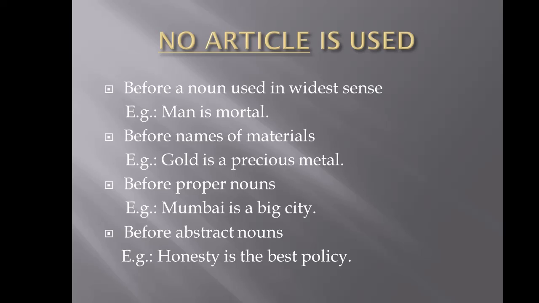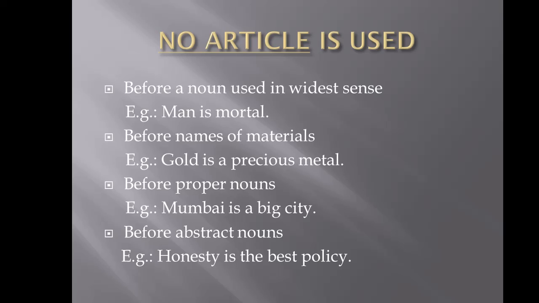Coming to where no article is used. No article is used when a noun is used in its widest sense. Example, man is mortal. What kind of flower is it? No article is used before names of materials. Example, gold is a precious metal. Cotton is used to make cloth.